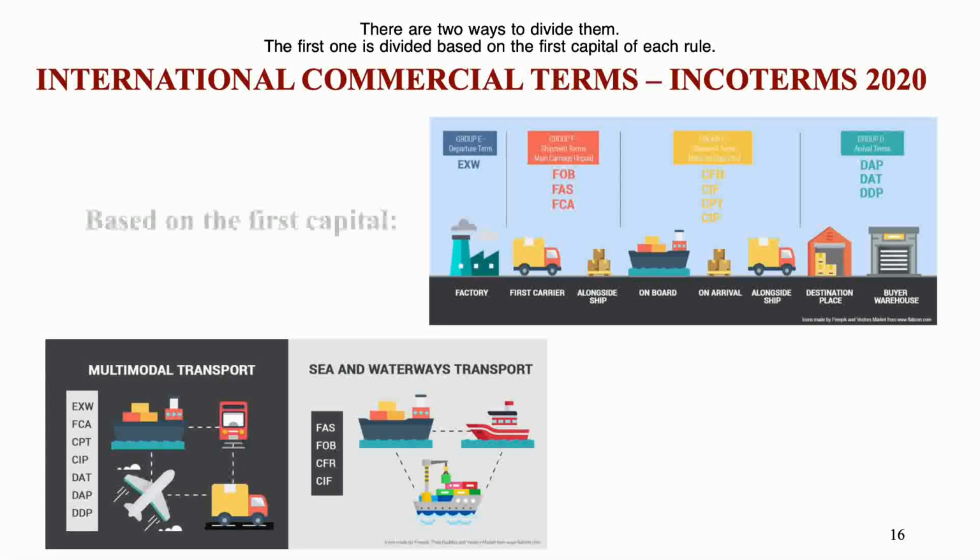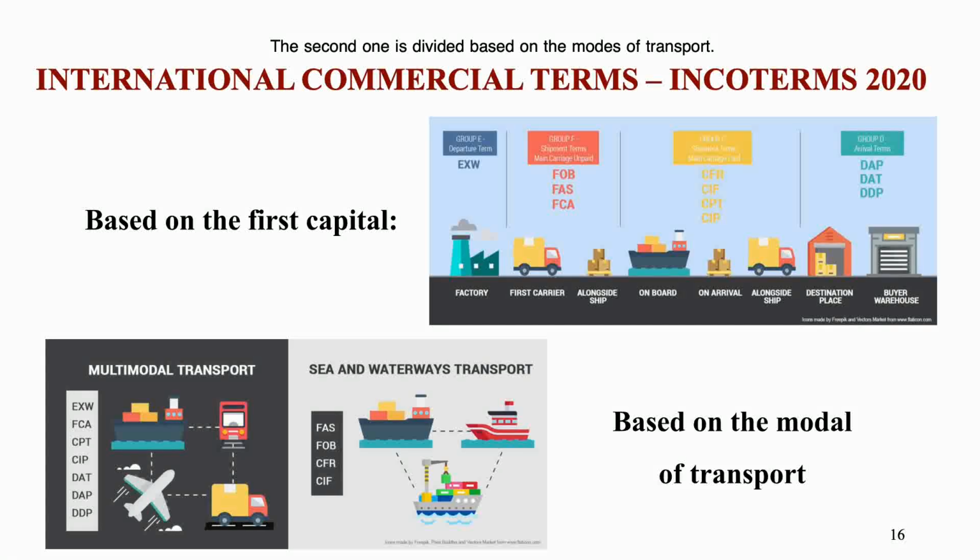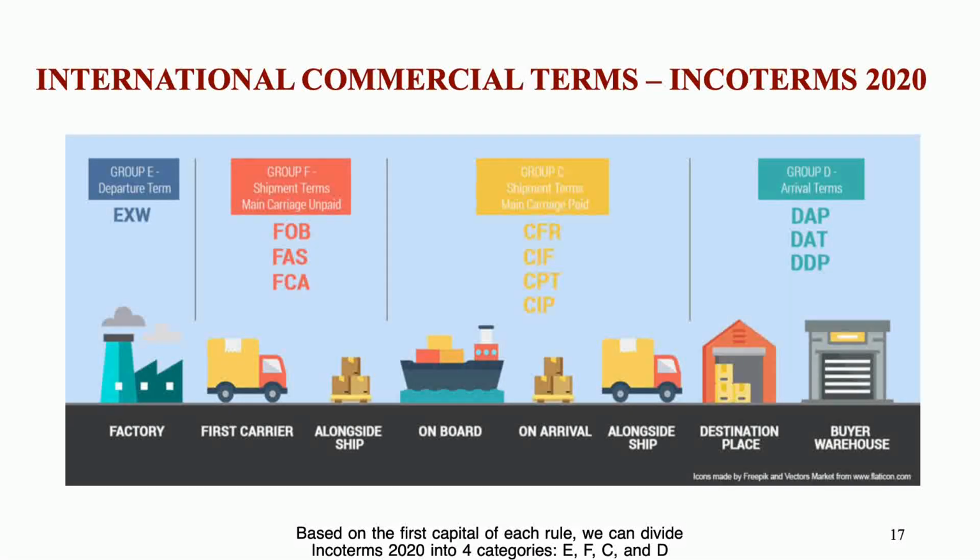The first one is divided based on the first capital of each rule. The second one is divided based on the modes of transport. Based on the first capital of each rule, we can divide Incoterms 2020 into 4 categories: E, F, C, and D. Category E has only one rule as EXW. Category F contains 3 rules: FOB, FAS, and FCA. Group C has 4 rules: CFR, CIF, CPT, and CIP. The last group, Group D, contains 3 rules: DAP, DPU, and DDP.